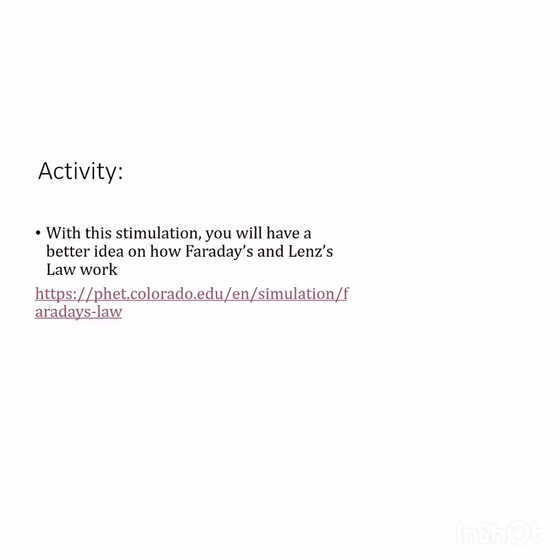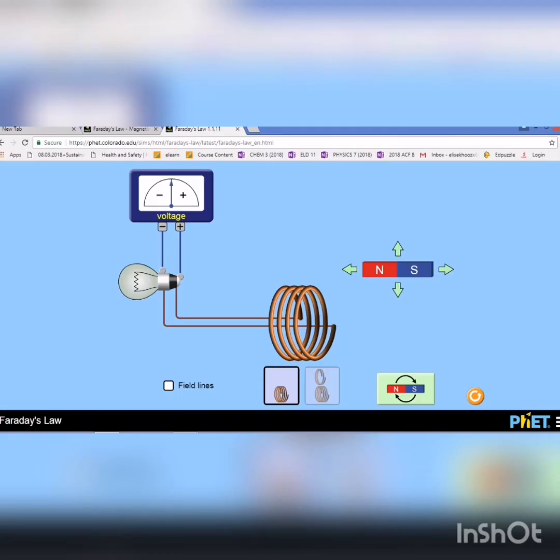With the following activity, please use the link below as it may provide you a better idea of how Faraday's and Lenz's law work. It should look like this once you use the link. You should be able to get deflection on the voltmeter as you move the bar magnet into the coil. To increase the magnitude of induced current, the speed of relative motion should increase as well.